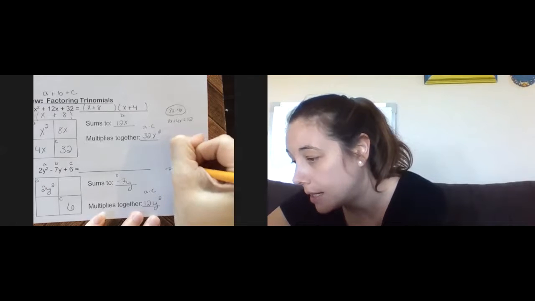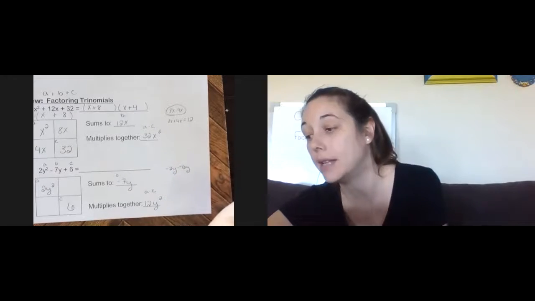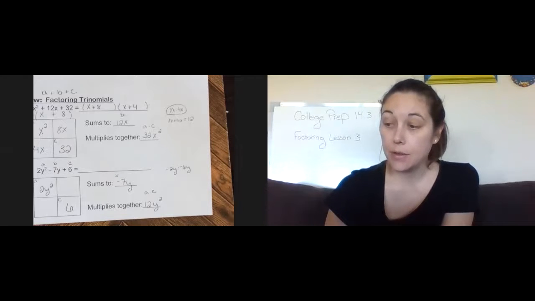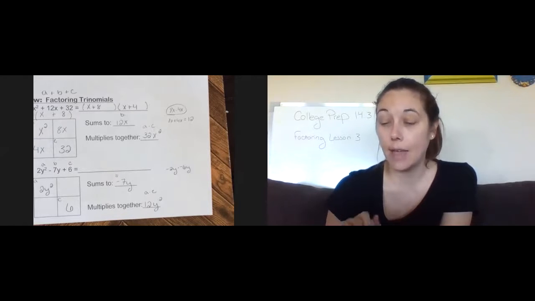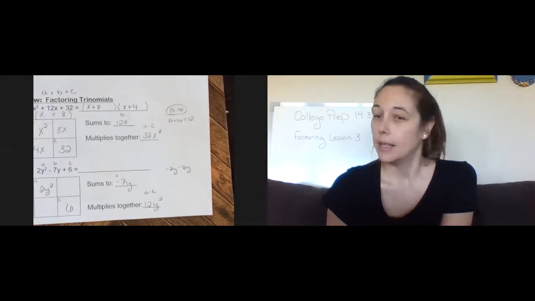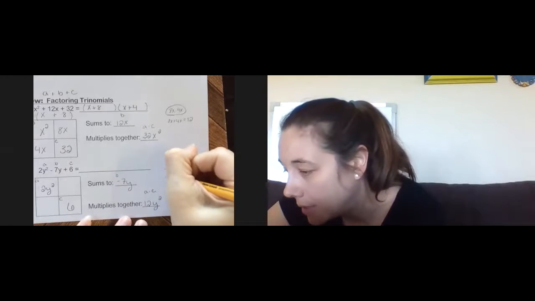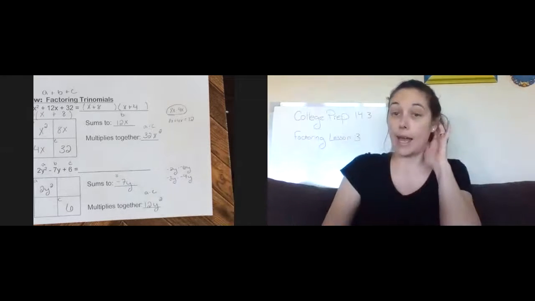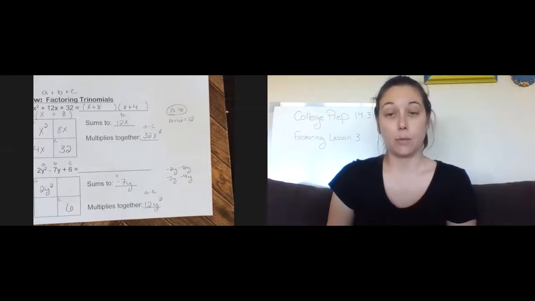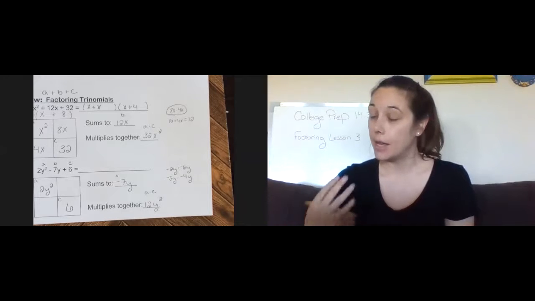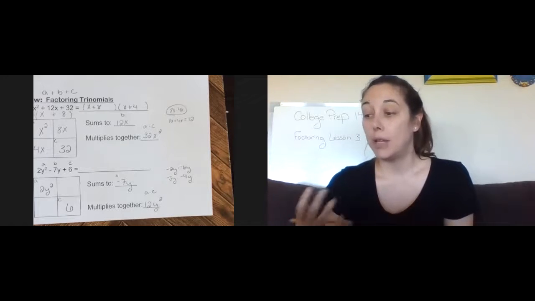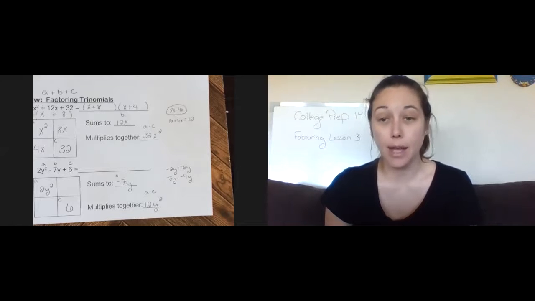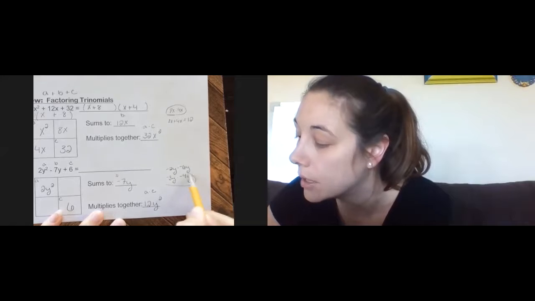Negative 2y times negative 6y. Well, negative 2y times negative 6y is positive 12y squared, but when I add negative 2y and negative 6y together, I get negative 8y, not negative 7y. Let's find some more factors. There's negative 3y and negative 4y. When I multiply those, I get a positive 12y squared, and when I add them together, negative 3y plus negative 4y gives us negative 7y. Awesome, we did it. We found our terms.